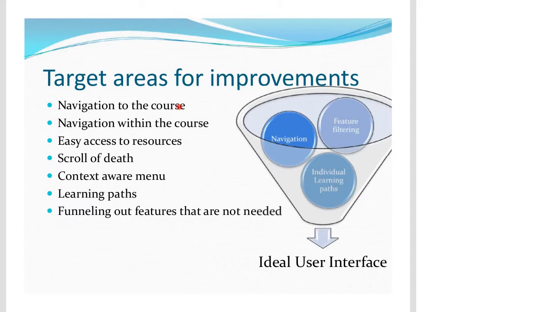The target areas for improvements were first listed. We analyzed that mostly when it comes to Moodle, or when it comes to user interface, the primary defining factor or the crux of the problem is navigation. So people find it difficult to navigate to the course, or once they are inside a course, they might find it difficult to navigate within the course. Easy access of resources. As we know, in Moodle, everything has to be done inside courses.